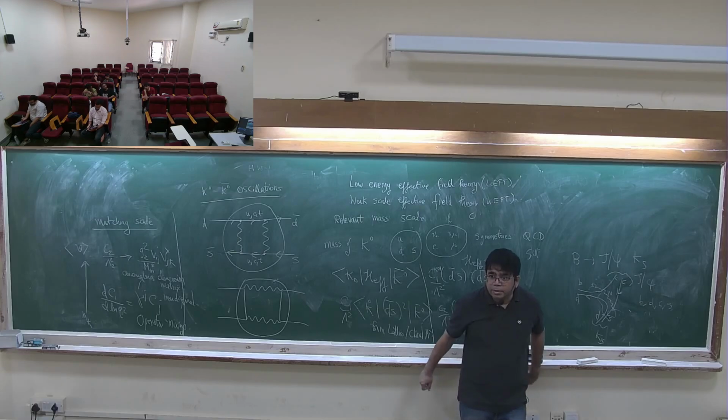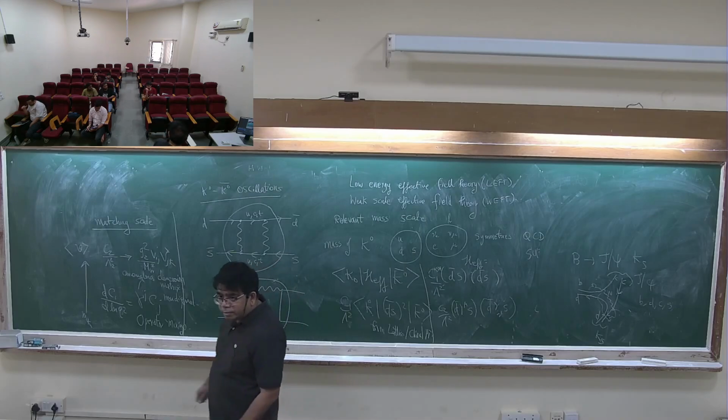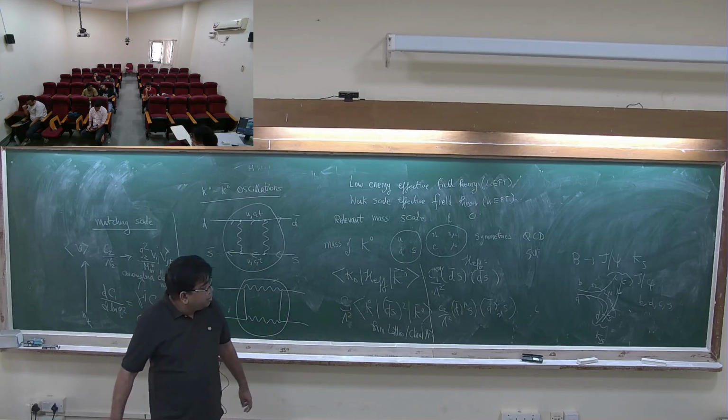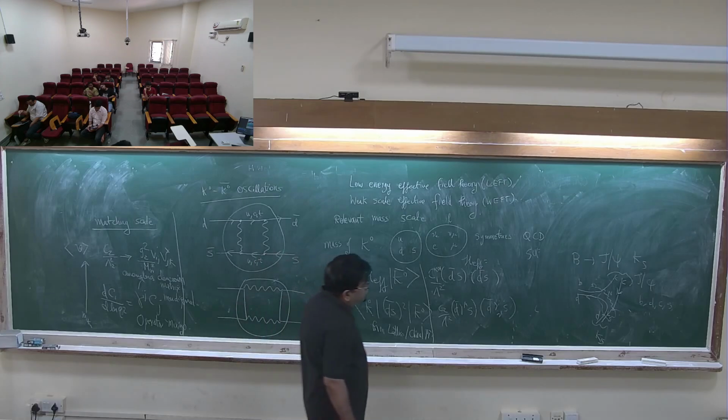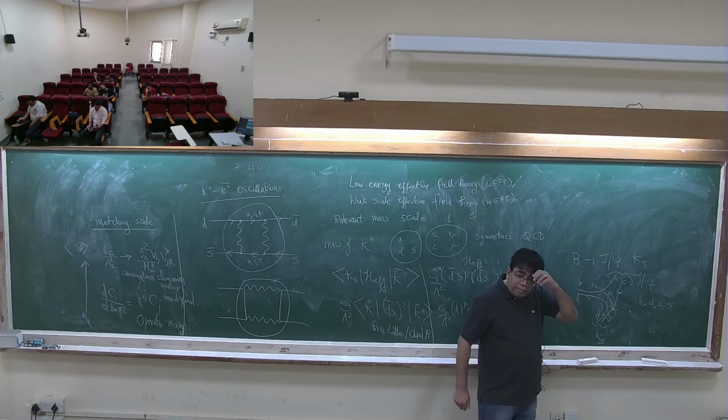You are saying something. No, this is a golden channel because it's a tree level channel. Okay, but there could be a loop actually. There is a loop also. There could be a gluonic loop. There could be loop corrections also.